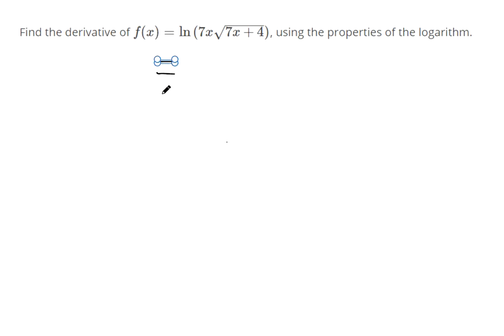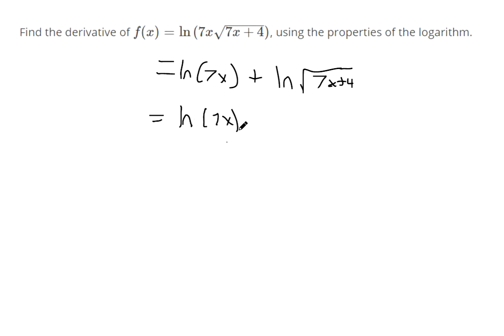So for this one, before we do the calculus, let's do some algebra. I'm going to use the multiplicative property of logarithms. 7x times the square root of 7x means that we can separate it like this. And now I'm going to use the power property of logarithms. This is all to the 1/2 power, so instead I can move that 1/2 and have it multiply on the outside as a coefficient.